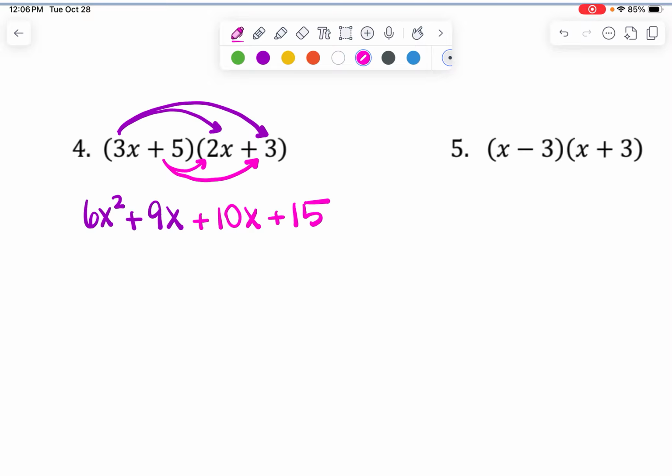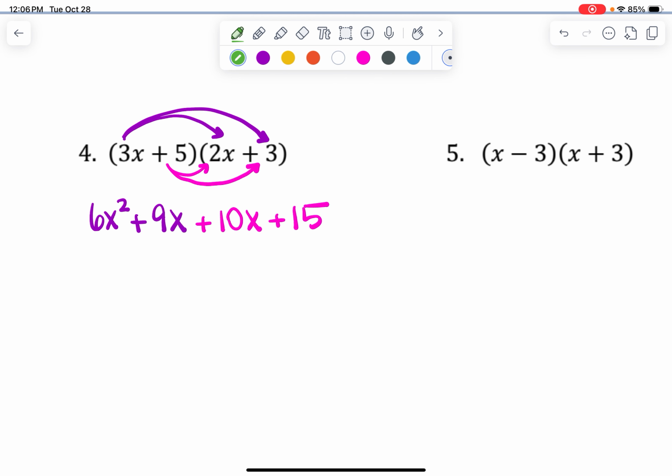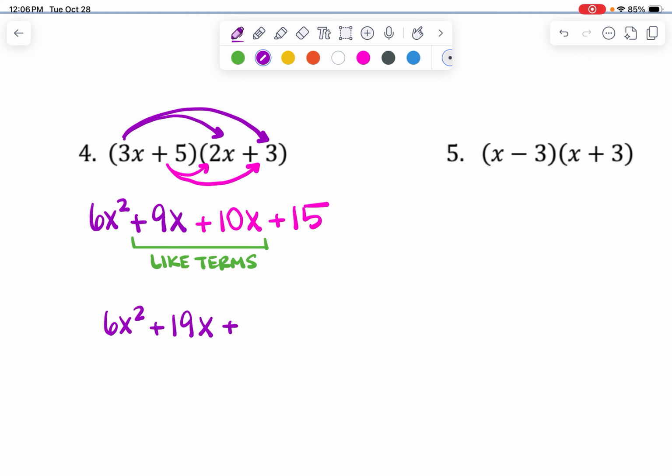So I double distributed, or FOILed, and then I need to clean up all my terms. And I notice, just like in the box method, I have like terms in the middle that can be combined. So when I clean that up, I'm going to get 6x squared plus 19 total x's in the middle, plus that 15 constant hanging on the end.